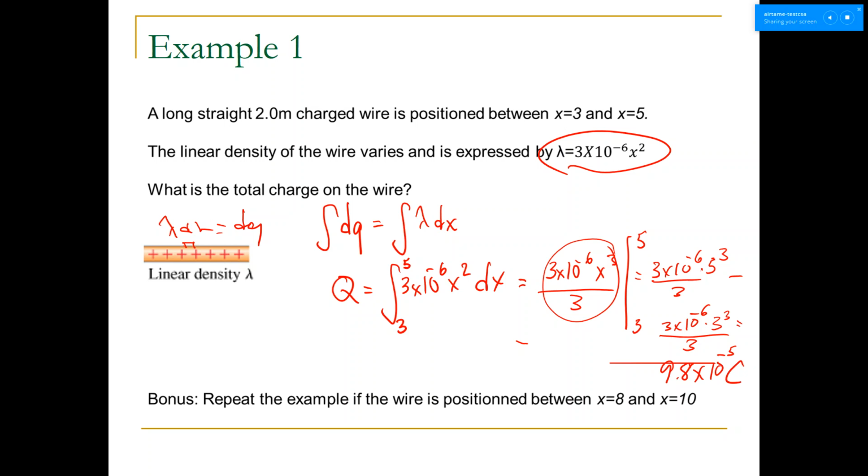Is this making sense? Did you answer the question at the bottom? The only thing that I've changed is the limits of my integral. So instead of it being from 3 to 5, it's going to be from 8 to 10. Tell me if I get a different answer, and we'll write it down at the bottom. Solve the integral the same way as you did. Give me a value with the limits being 8 to 10.